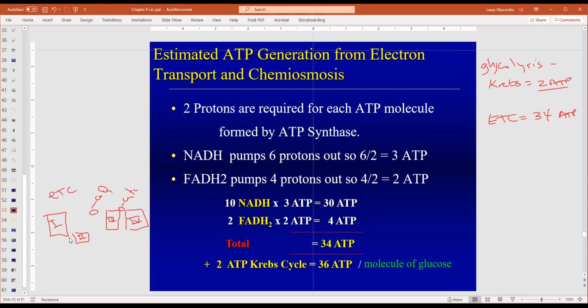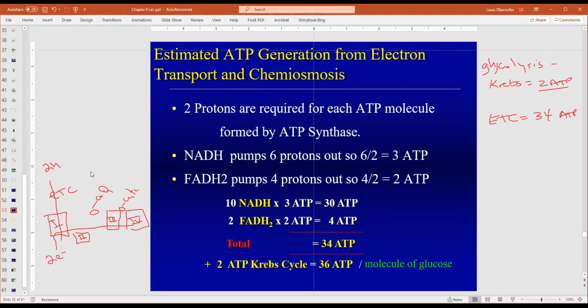So there's 3 complexes that NADH goes through. And remember, it has 2 electrons. So that means it's pumping 2 protons here, 2 protons here, and 2 protons here. So for every NADH, we pump 6 protons. 2 plus 2 plus 2 is 6.